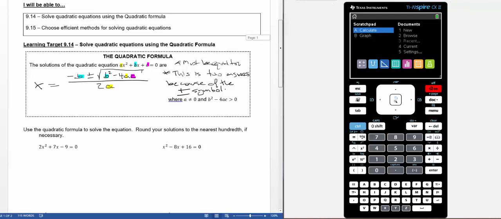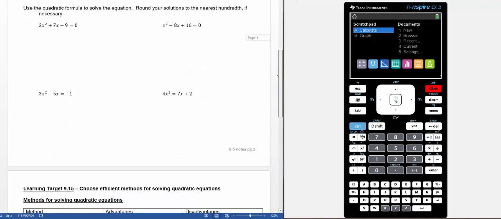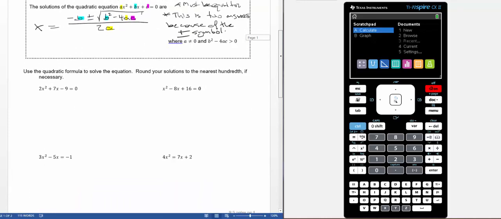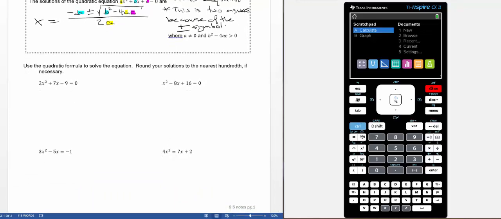Okay. So let's see. I'm going to use this quadratic formula to solve some problems here. I know it's quadratic because there's an x squared. The biggest x is an x squared term. If I'm going to use the quadratic formula, I just need to identify what the a, the b, and the c are, and then I'll substitute them into this formula.